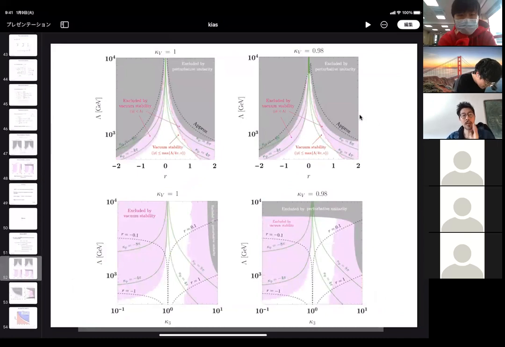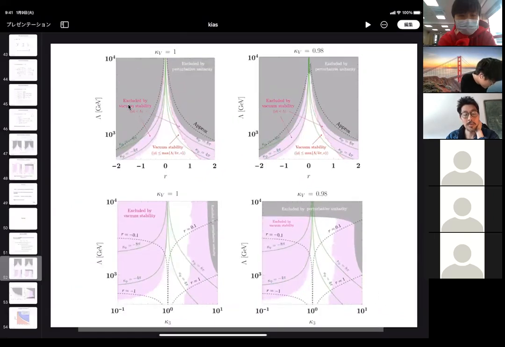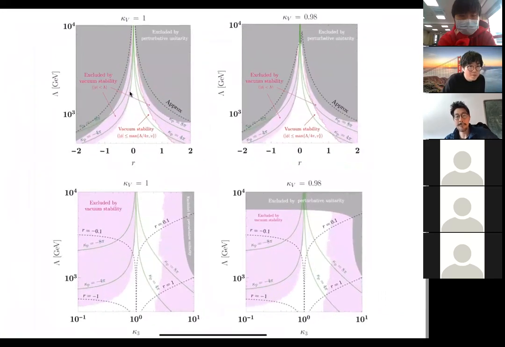I have to show you the kappa p value. Sorry. Please look at this figure. This is the same figure which I showed here, but in this figure I also plot the contour of the value of kappa.